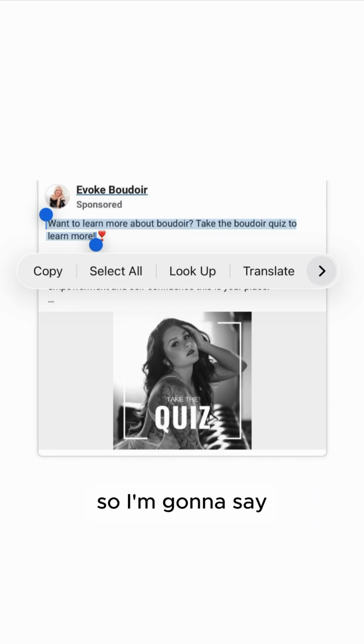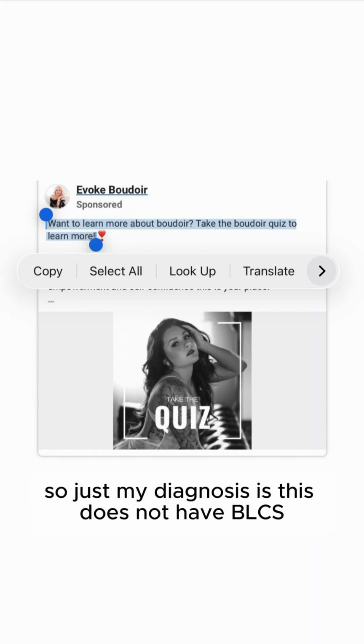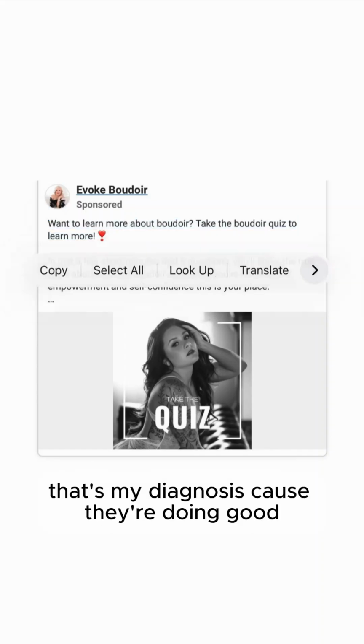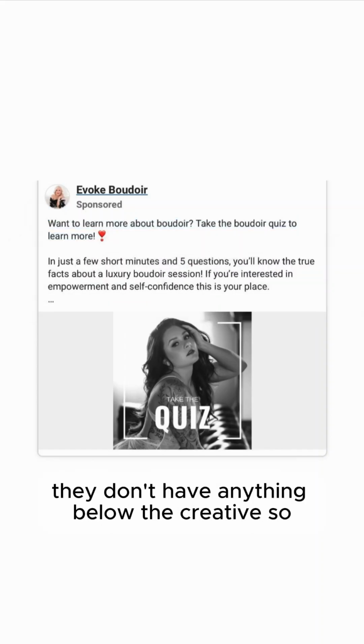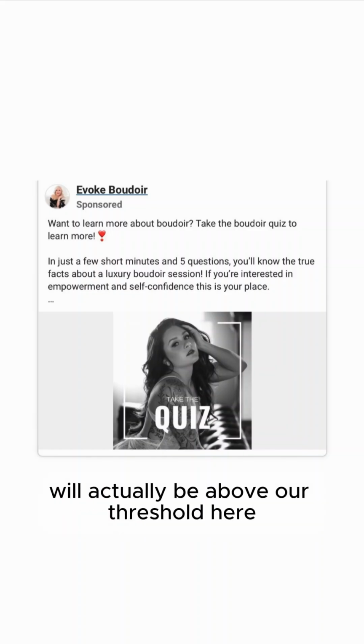So I'm gonna say this one has a unique CTR above 6%. So my diagnosis is this does not have BLCS. This does not have Boudoir low click syndrome. That's my diagnosis. Because they're doing good, they don't have anything below the creative. So I believe this one will actually be above our threshold here.